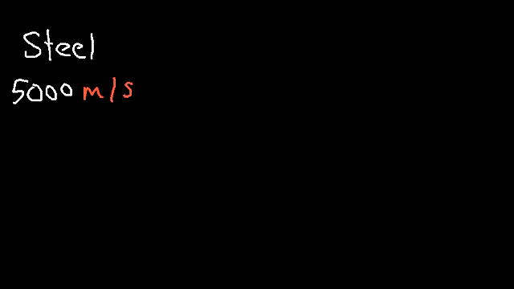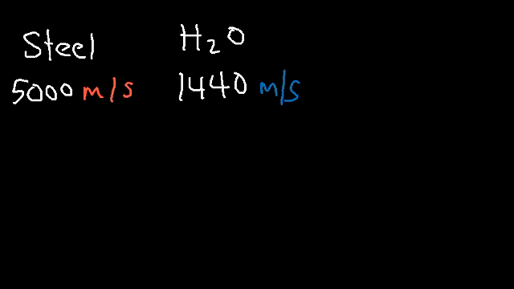Interestingly, the speed of sound in solids tends to be much higher than that of liquids, and the speed of sound in liquids tends to be higher than that of gases. So if we take steel, which is a solid, the speed of sound is about 5,000 meters per second. This is a rough estimate. And in a liquid such as water, the speed of sound is about 1440 meters per second. And in air it is 343 meters per second.